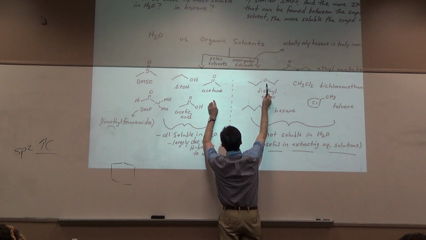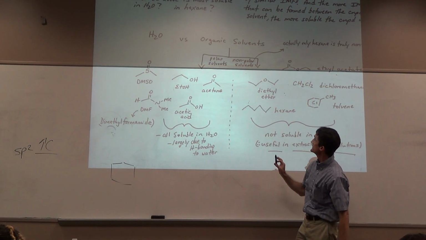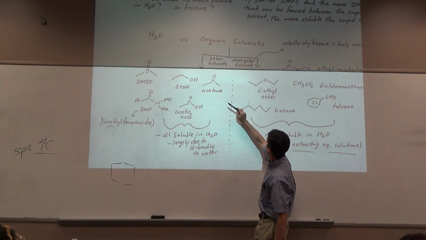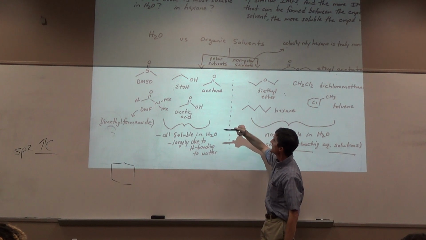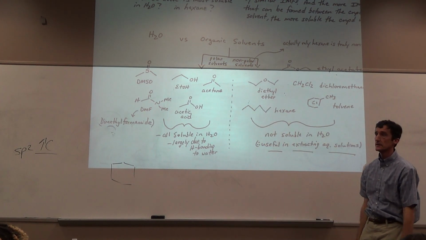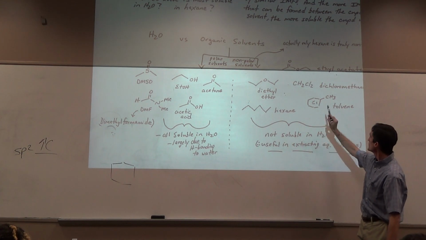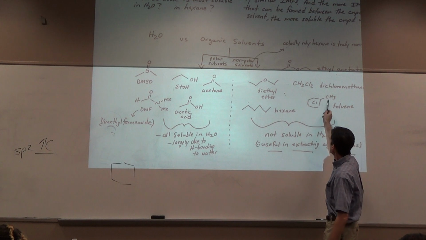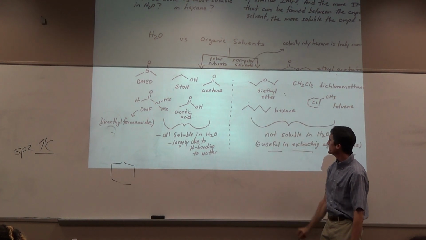Why is this not water soluble, but that is? They both look similar number of carbons. Actually, this has one more carbon. They can both hydrogen bond to water, but this one's soluble in water and that one's not. There's a fine line there. Okay? Dichloromethane, toluene. That's pretty nonpolar. This is the only truly nonpolar solvent up here.